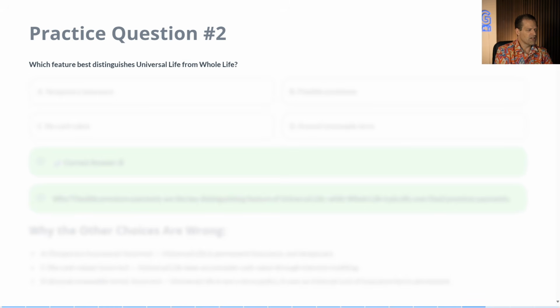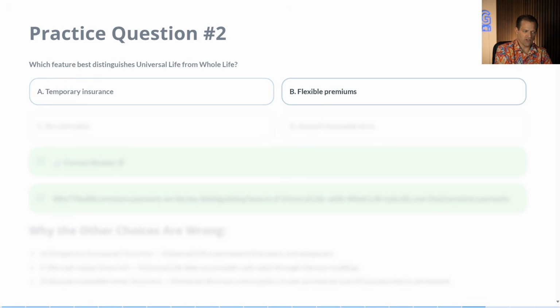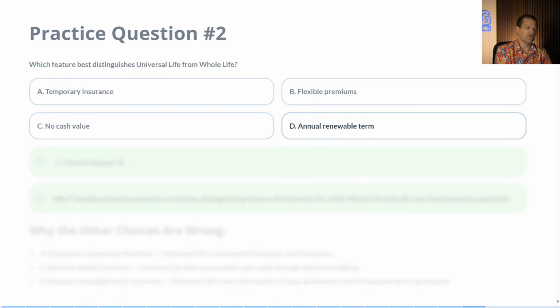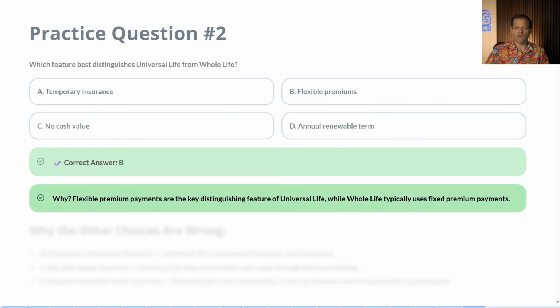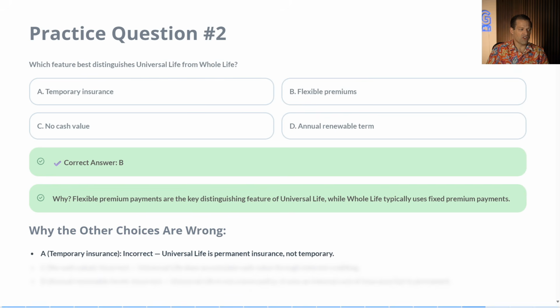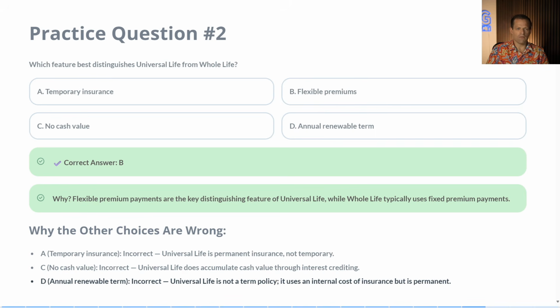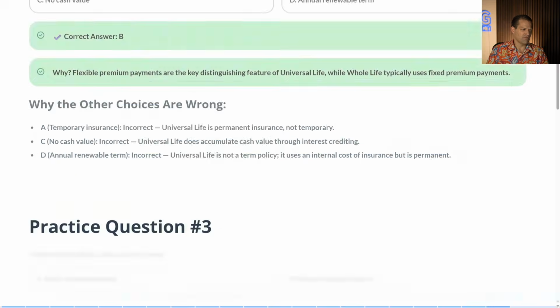Practice question 2, what best distinguishes universal life from whole life? A, temporary insurance. B, flexible premiums. C, no cash value. Or D, annual renewable term. The answer is B, flexible premiums. That's just a feature of universal life, whereas whole life has fixed premiums. Temporary insurance is term insurance. Both plans, universal life and whole life, have cash value. And annual renewable term is a term feature, not permanent coverage.